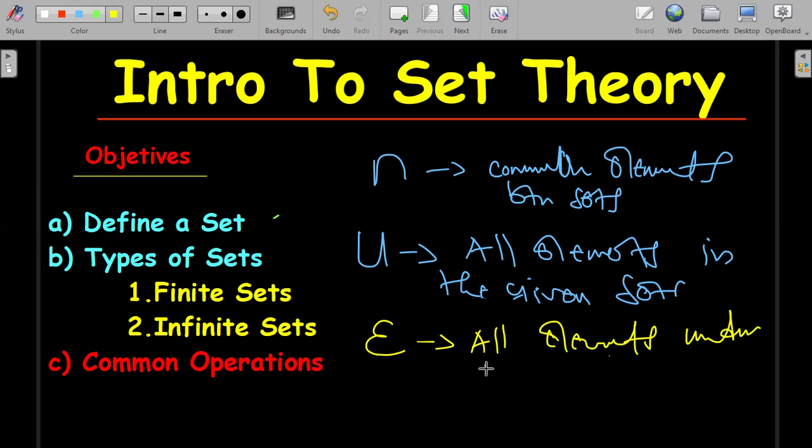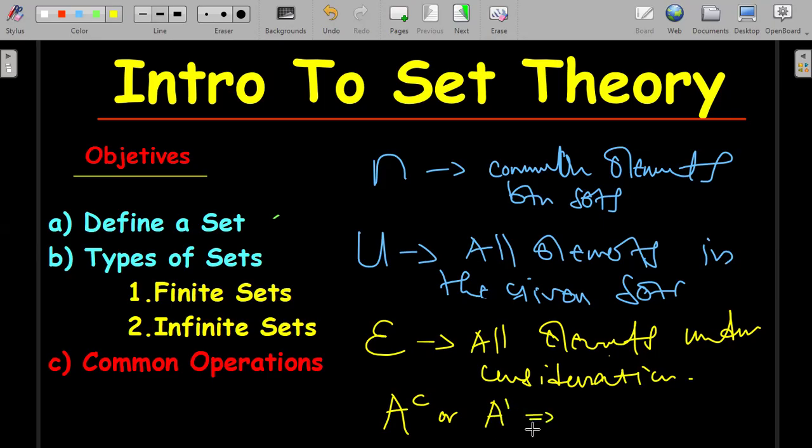Okay, all elements under consideration. So this is the universal set. Okay, what other operation? The other operation is what we call the complement. So I can say A complement. Some people write it as A prime like that. So this line here is called a prime. So this is read as A prime, simply meaning A complement.